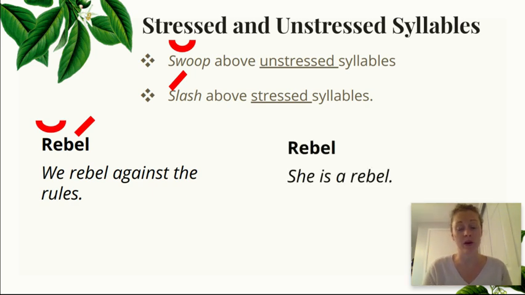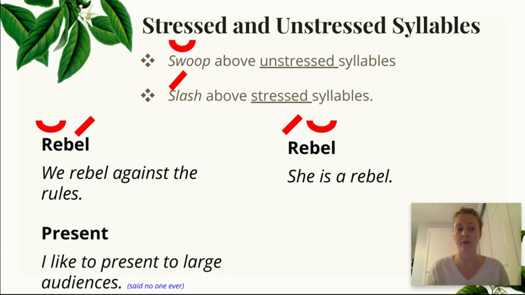Now change it. What about this word? Listen to this sentence. She is a rebel. Rebel. Same spelling of the word, but when you change the stress, it changes the meaning of the word. These are two words in the English language that require a specific stress. And if you change the stress, it changes the language.